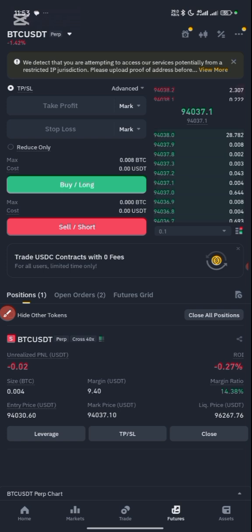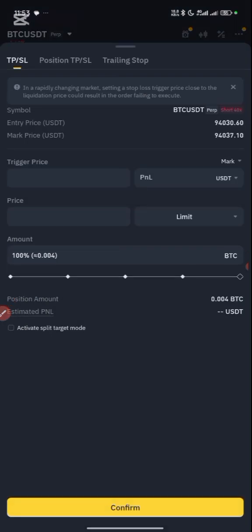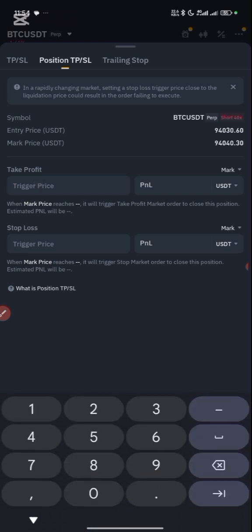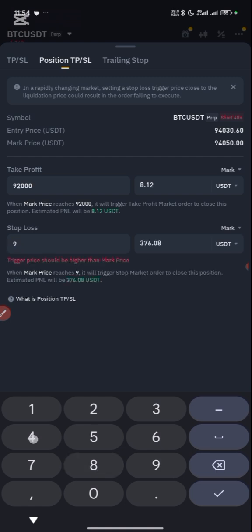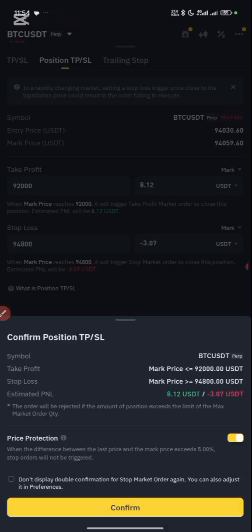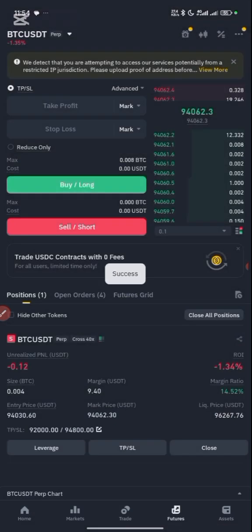You can take profit here by going to TP or SL. Let's say you want to take all your profits. You can set that before you enter the trade actually, because I showed you earlier. So imagine you have not set it, you can come here and set it. Let's say it is 92,000. So this is 92,000. Our SL is 94,800. So just press confirm. That's it, and you can check your take profit and your SL.